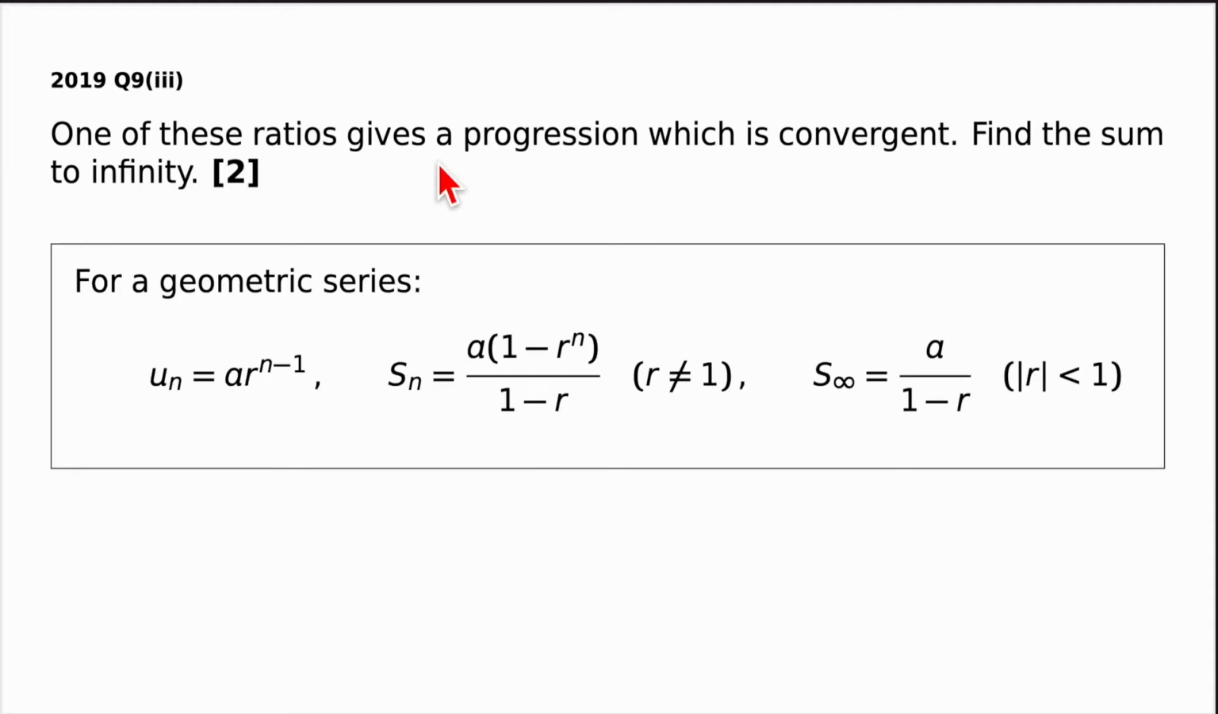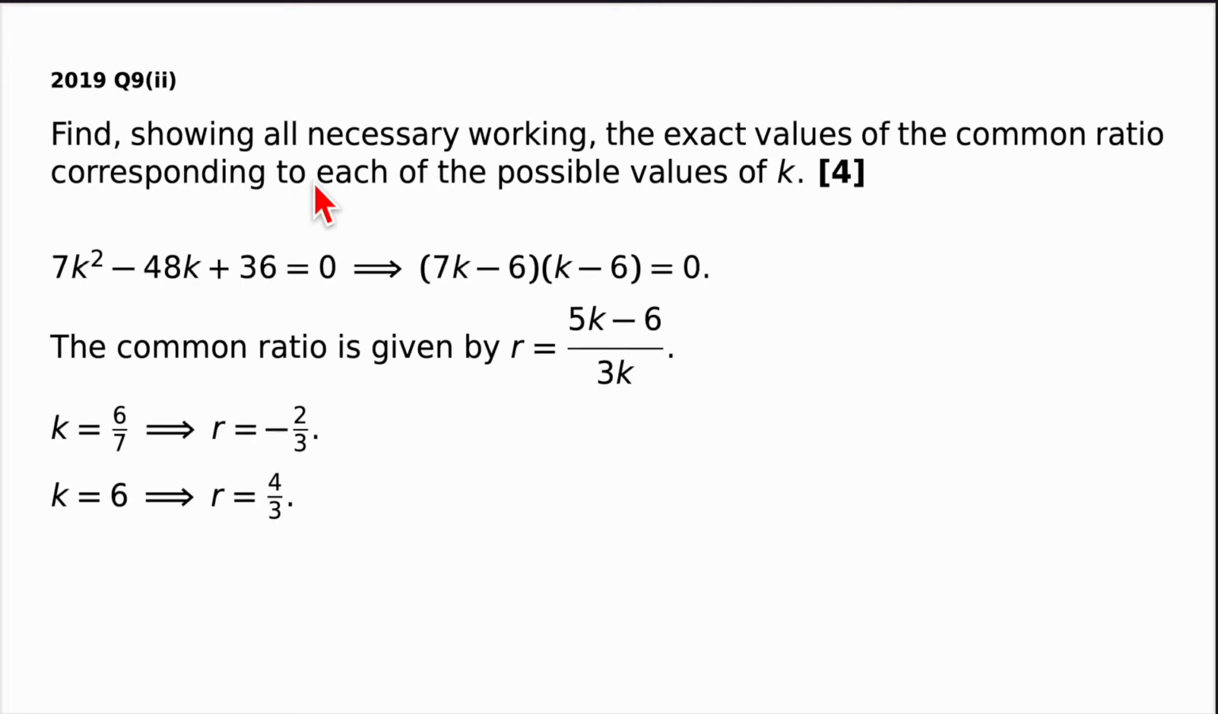There's a final part to this question, part III. It says one of these ratios gives a progression which is convergent. Find the sum to infinity. Okay, let's just quickly go back. So in one case, r was equal to minus 2/3, and in the other case, r was equal to 4/3.